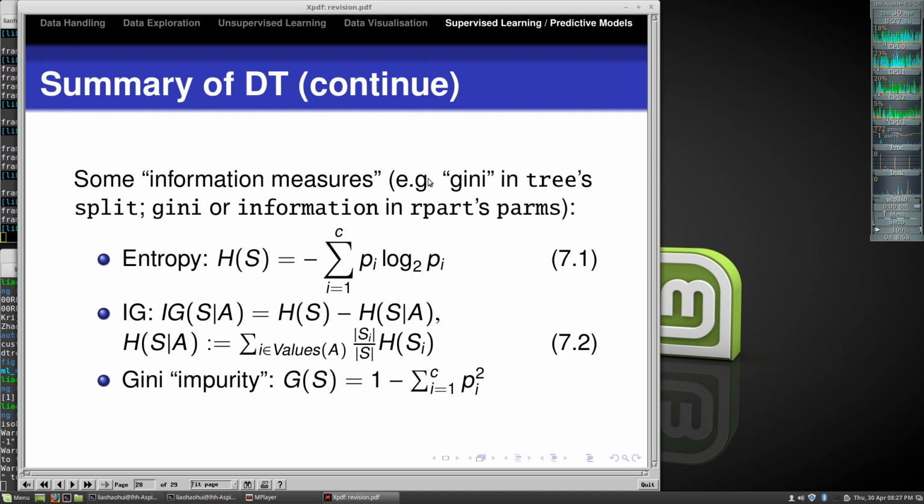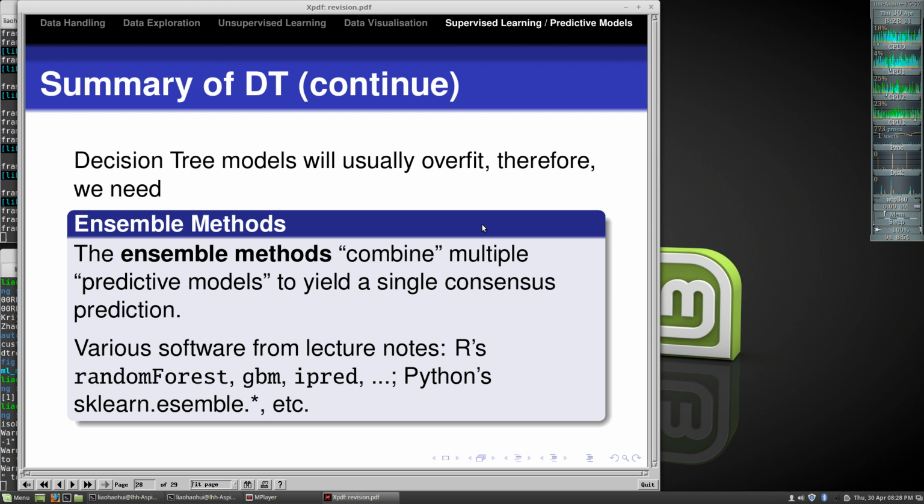And of course, the information measures are mentioned in the lectures. Gini is actually used in both tree and rpart, because they both implement the classification and regression tree, the CART model. Information gain is also used in rpart apart from Gini.